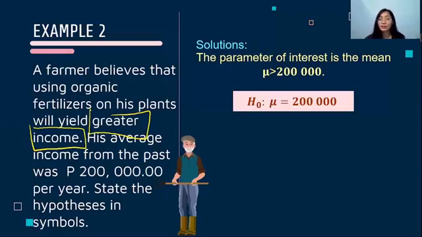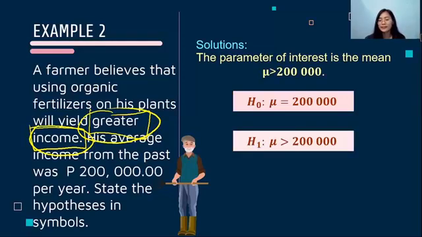And for our alternative hypothesis, this greater income phrase is associated with the greater than direction. So we can say that our alternative hypothesis is mu is greater than 200,000 pesos. If you can still recall, in formulating the alternative hypothesis, we use symbols like unequal, less than, or greater than. That's why here, our alternative hypothesis is our claim, since it uses greater than 200,000 pesos. An easy one, right?